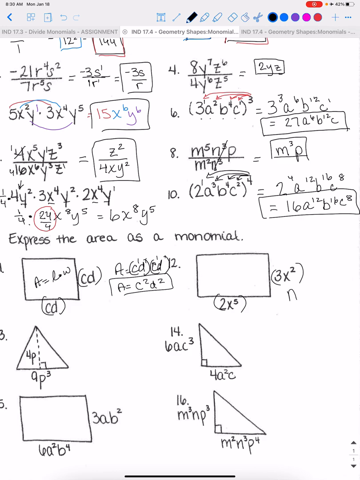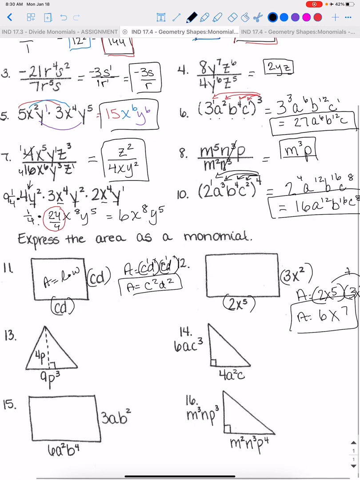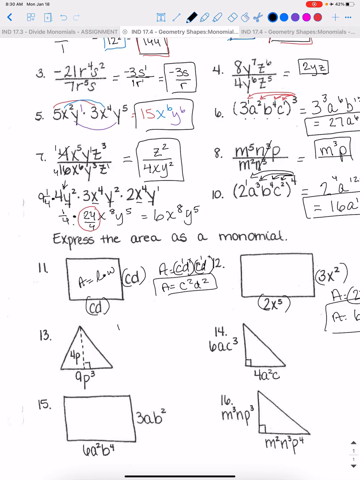So you have area equals 2x to the 5th times 3x squared. Well, 2 times 3 is 6. X times x, base, keep your base. 5 plus 2, remember you add when you're multiplying, is 7. There's your answer.